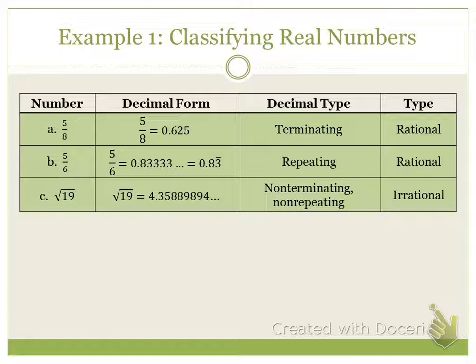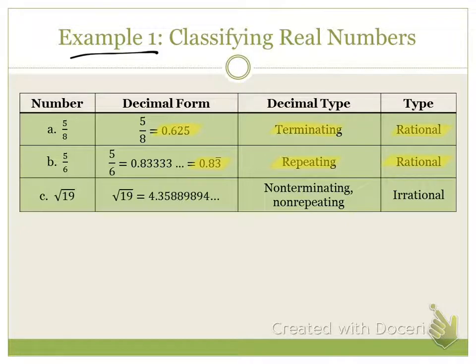All right, so now this chart basically just shows you some examples of that. So 5/8 translates to what decimal value? 0.625. Since that's a terminating decimal, I know that it's rational. Now 5/6 translates to 0.83 repeating. Since it's a repeating decimal, it's also rational.